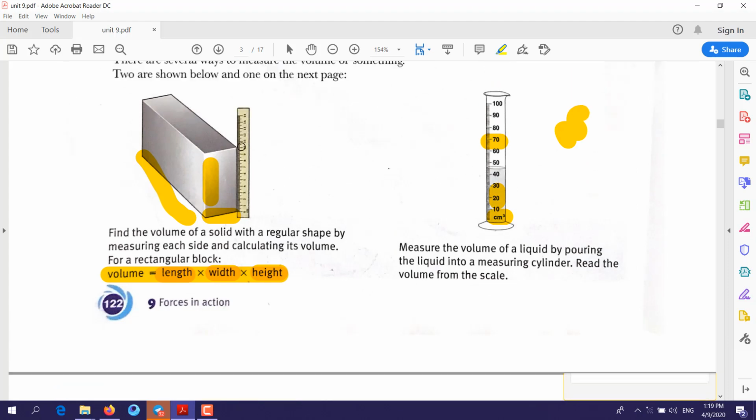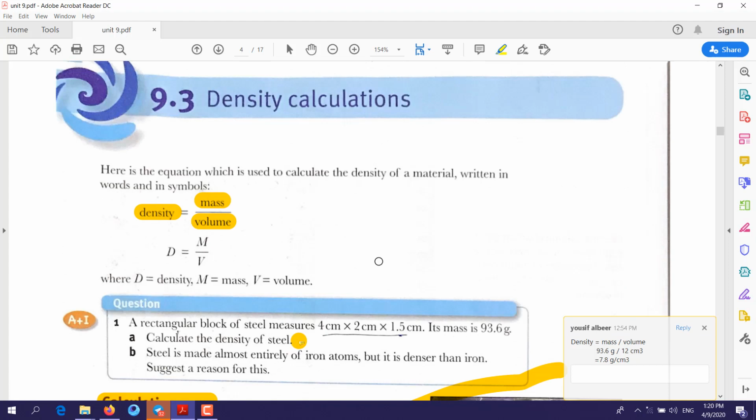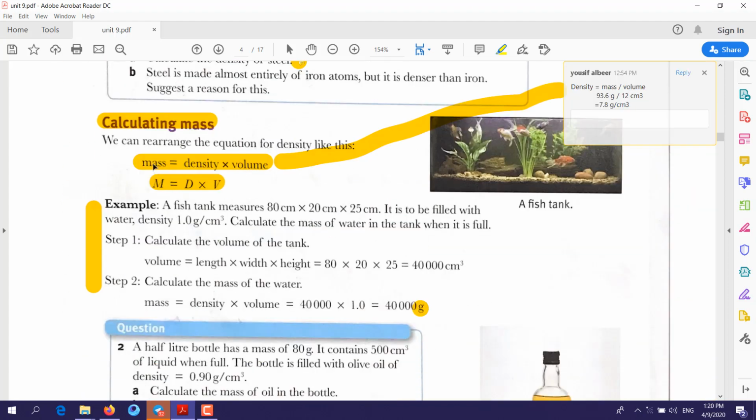Two ways to find the volume. Regular shape, you will use volume equals length times width times height. If the shape is irregular, you will use the measuring cylinder. Note how much water it has, then you put an object in it. The level of water will increase. You will find the change, how much the level of water changed. The change is the volume of the object. Mass, calculating mass. The unit is gram for mass.